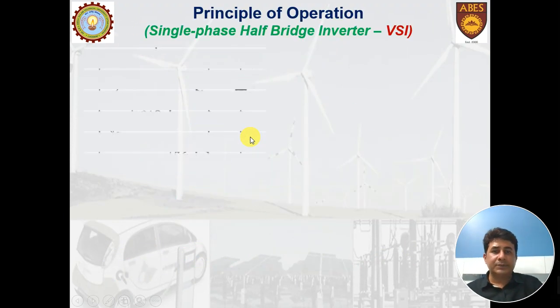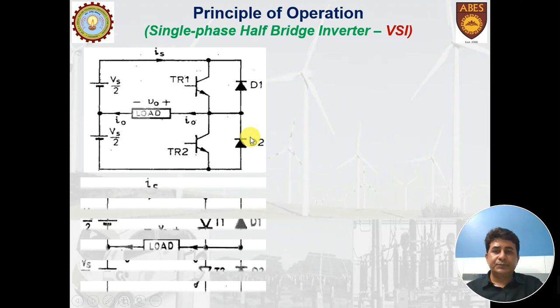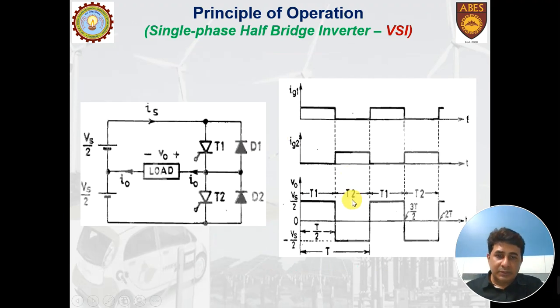This bridge inverter is stopped forcefully at this point. So this T1 works from 0 to T by 2. This is the duration where T1 is working. At this particular point, this T1 is forcefully commutated and a pulse is given to T2.